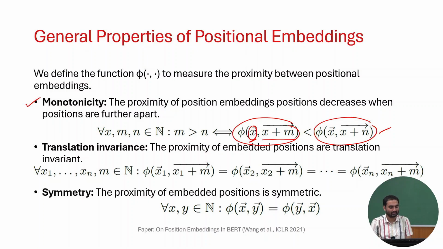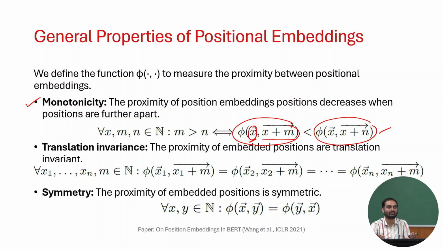The second property says it should be translation invariant, meaning the proximity of embedded positions is translation invariant. Now, what does it mean? Let's say x1, x2, x3, these are three positions, and there's a number m. So x1 plus m, x2 plus m, x3 plus m. So you have three pairs now: x1, x1 plus m; x2, x2 plus m; x3, x3 plus m. If you measure the proximity, they should be the same. It should not depend on the original position x1, x2, x3.